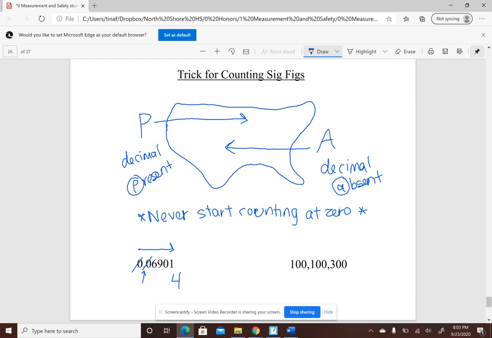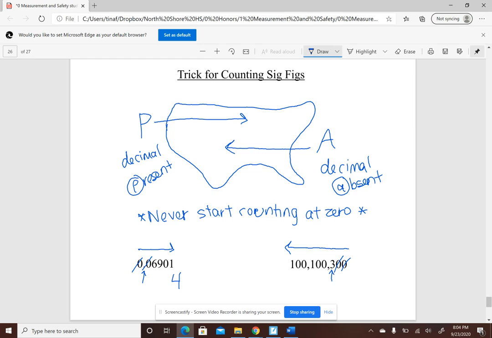For my second example, the decimal is absent. There's no decimal point in that number. So that means that I would count this number backwards. But I have to remember my rule that I can never start counting at 0. So I can't start counting here. I can't start counting here. I can start counting at this 3 because it's not a 0.